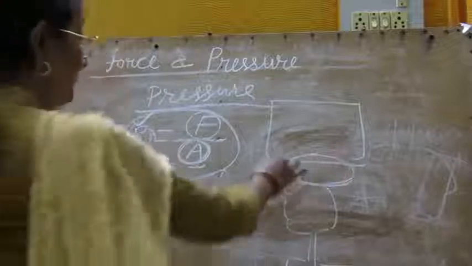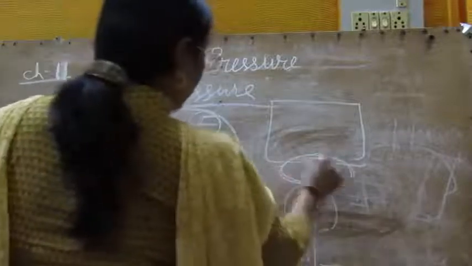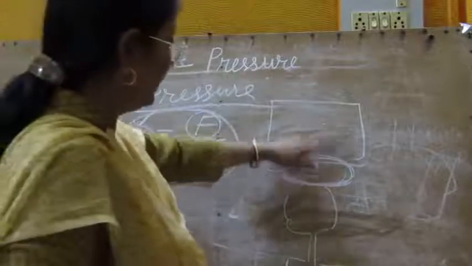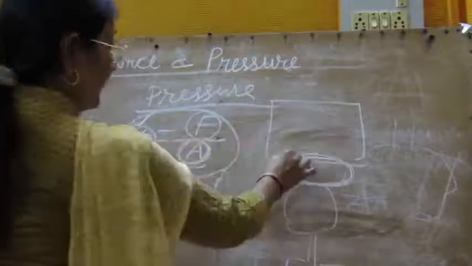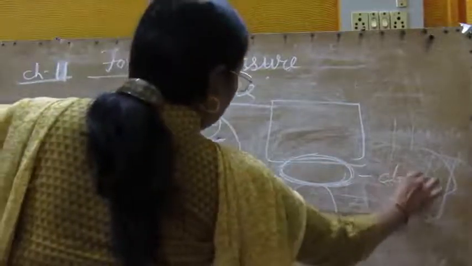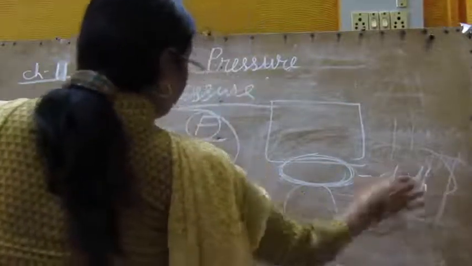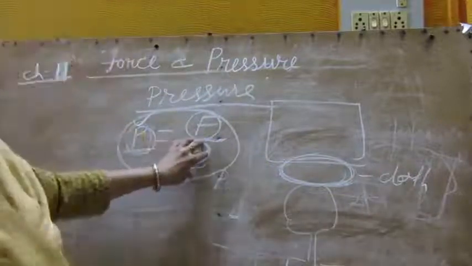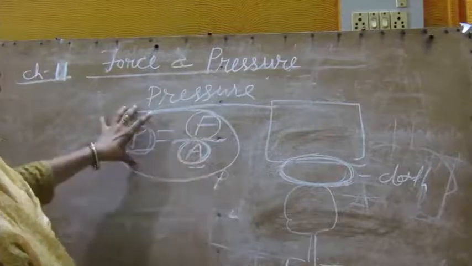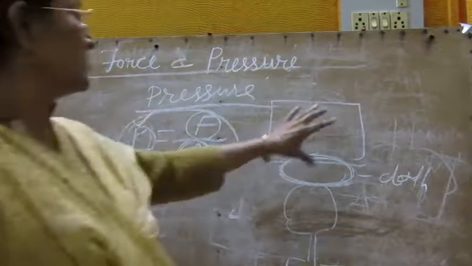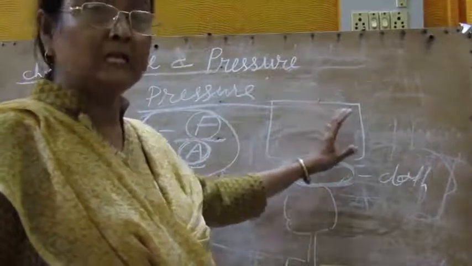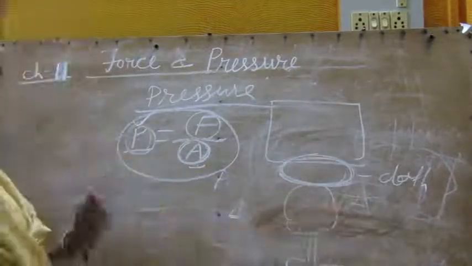So that's why he puts a piece of cloth here, to increase the touching area between the object and the head. Since they are increasing the area by including a cloth, they are decreasing the pressure, and that's why the porter can easily carry the huge luggage without any problem.